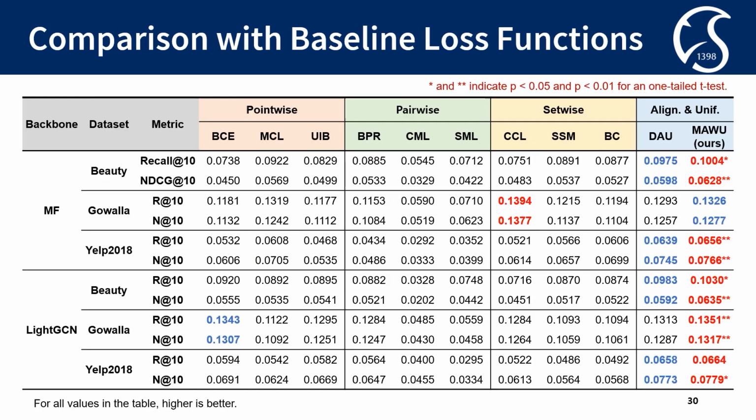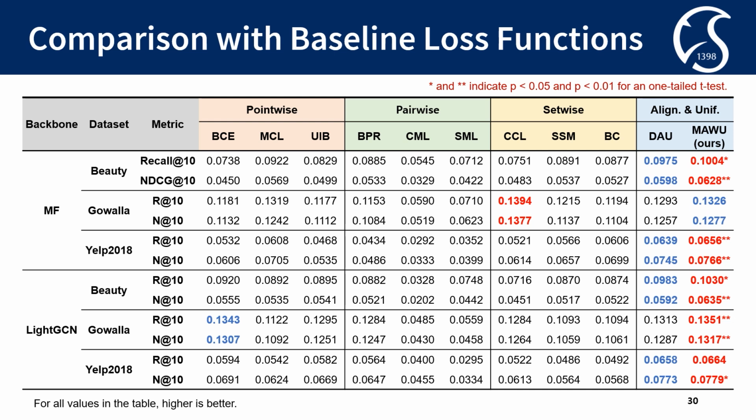This is our experimental result. Starting from the gray column on the left side, there are 2 backbone models, MF and LightGCN, applying the loss function, the 3 datasets, and 2 evaluation metrics, recall at 10 and NDCG at 10. For each evaluation metric, higher values are better. The red means the best performance, and the blue is the second best.